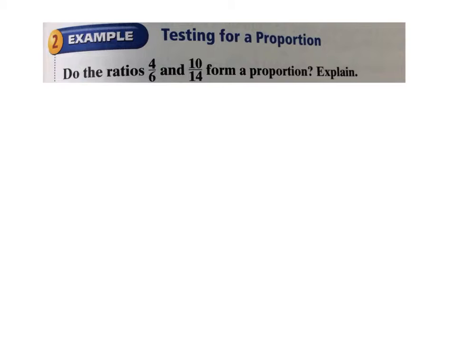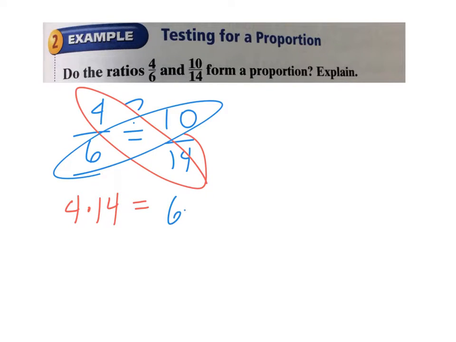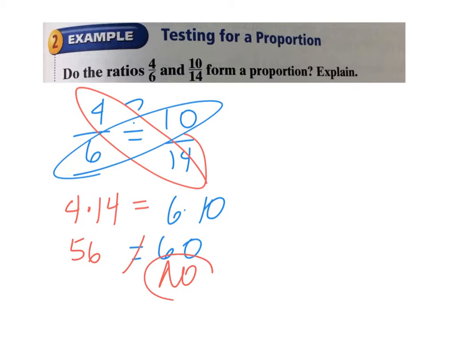On my quiz and my test, I'm going to ask you, do these two ratios form a proportion? So what I'm really asking is, if I give you 4/6 and 10/14, are they equal? You can check that by their cross products. So we would take 4 times 14 on one side and 6 times 10 on the other side. And 6 times 10 is 60. And 4 times 14 is 56. So we're going to say no. Or sorry, they do not make a proportion because their cross products are not equal.